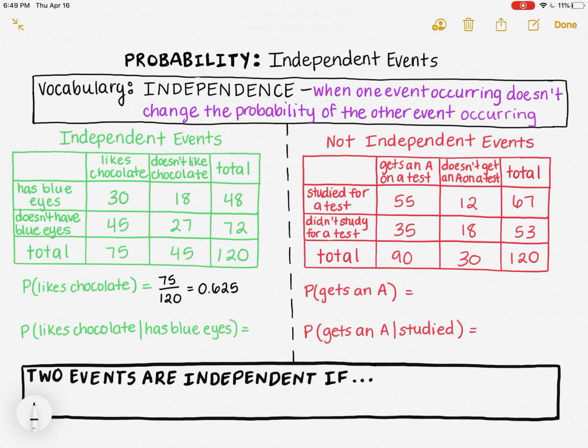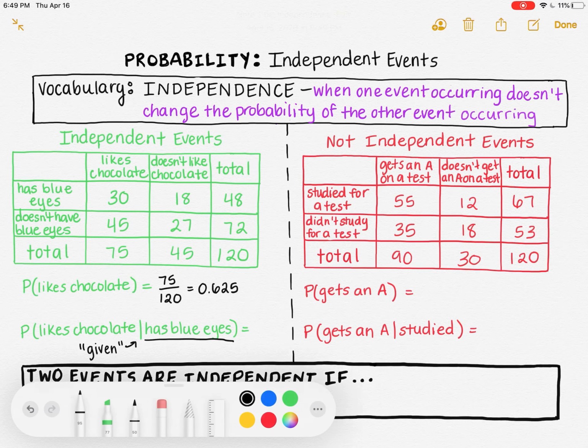Now my next probability statement, I can see just by looking at it that this is a conditional statement because this line in the middle I know represents the word given. So I'm being given a condition here. I'm looking for the probability that somebody likes chocolate given that they have blue eyes. So remember that the condition always comes after the given. So my condition is that I'm only looking at people with blue eyes.